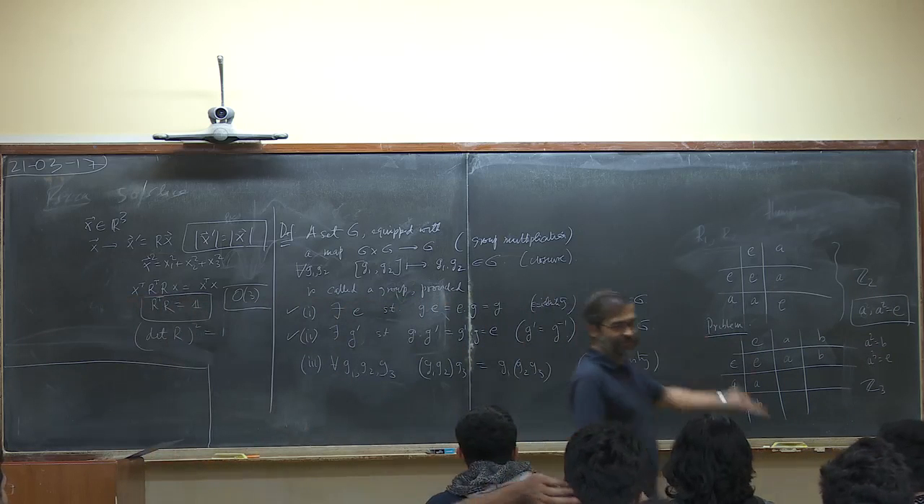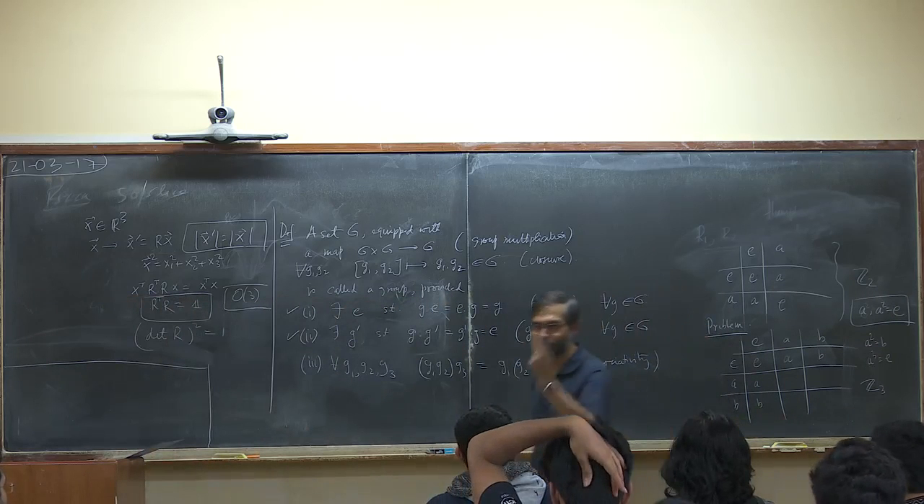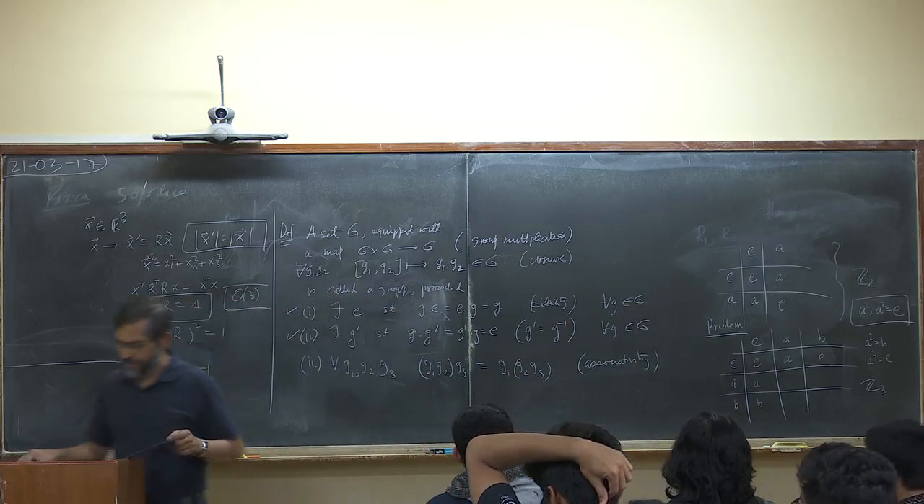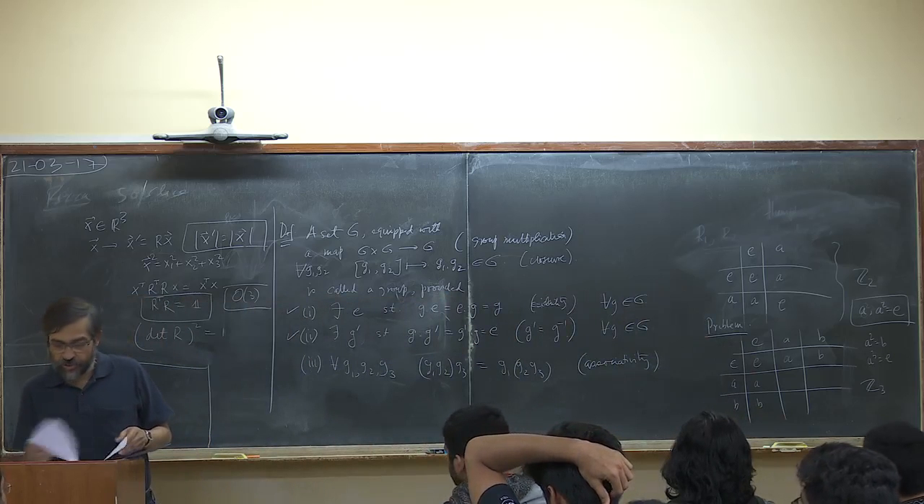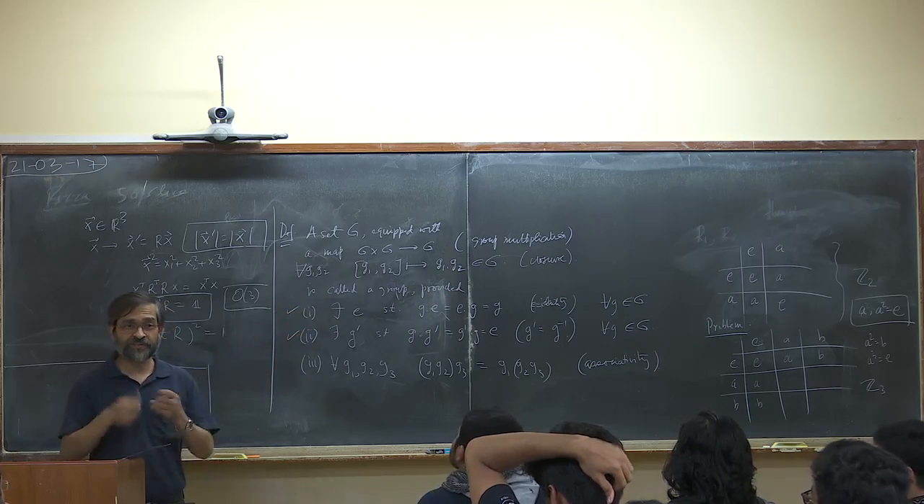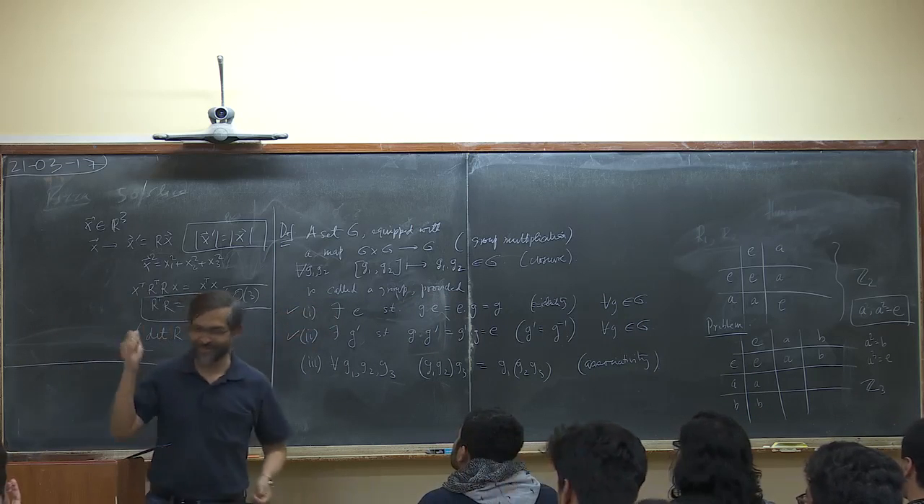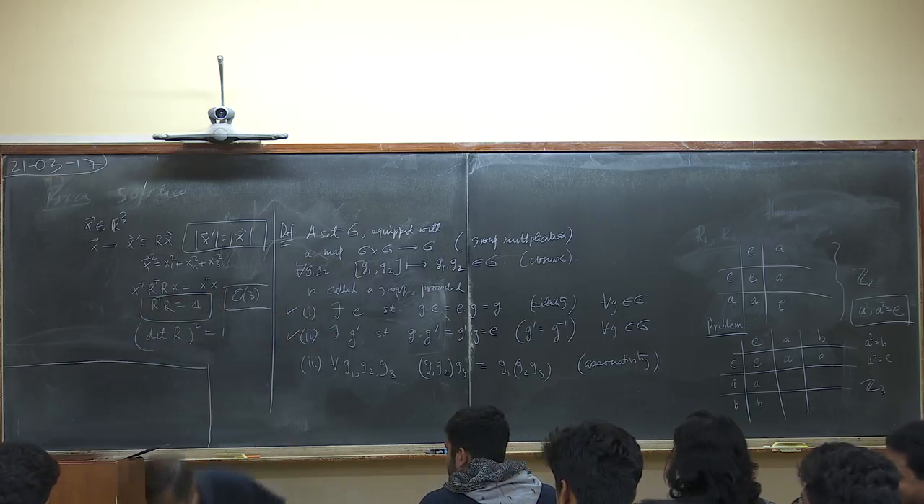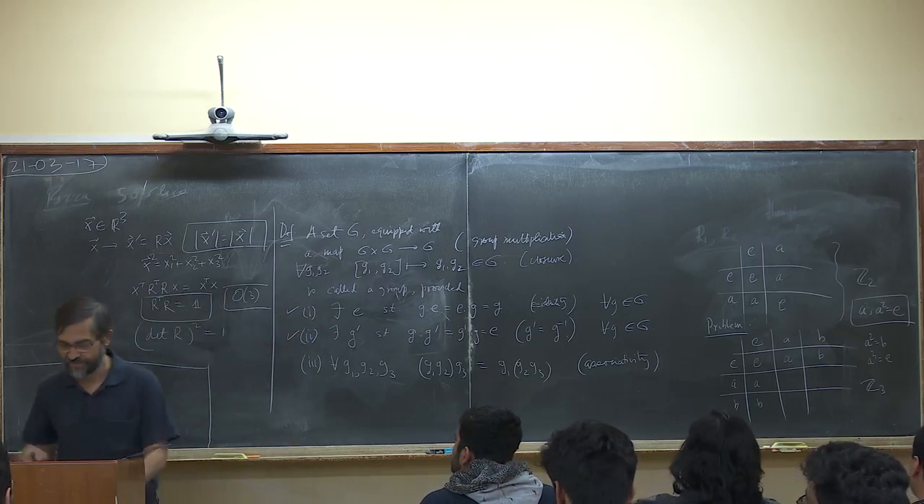And if you have 4 elements, try doing that. There will be 2 groups. All right. So the book of Hamermesh does this.